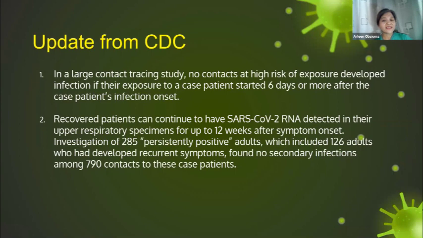So recovered patients can continue to have SARS-CoV-2 RNA detected in their upper respiratory specimens for up to 12 weeks after symptom onset. An investigation of 285 persistently positive adults, which included 126 adults who had developed recurrent symptoms, found no secondary infections among 790 contacts of these 285 persistently positive adult patients.